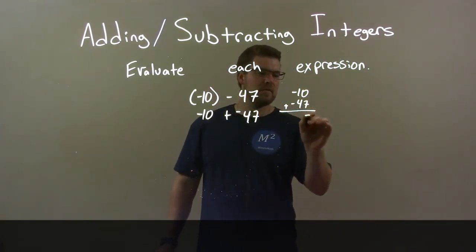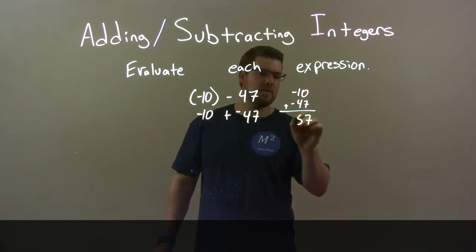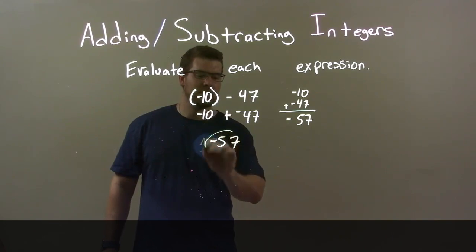Well, 0 plus 7 is a 7. 1 plus 4 is a 5. Keep the negatives going. And so here we have our answer of negative 57.